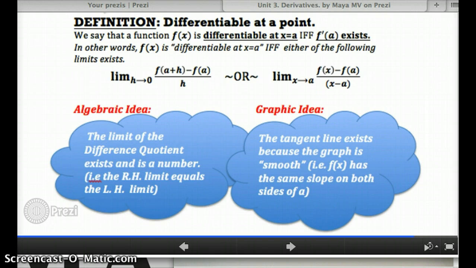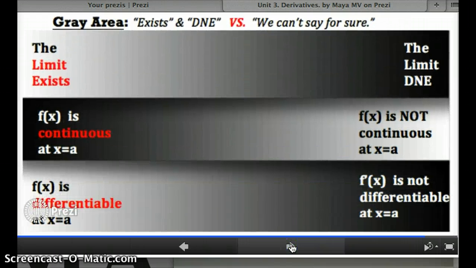Okay, here's why these ideas are so important. We're getting to my favorite type of math. We have this humongous gray area. And I'm going to relate this gray area when it comes to differentiability to two gray areas that you already know about that you may or may not be thinking about.